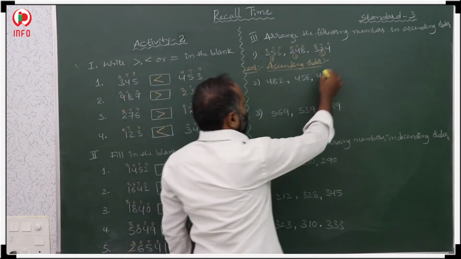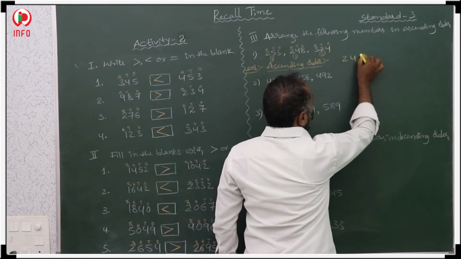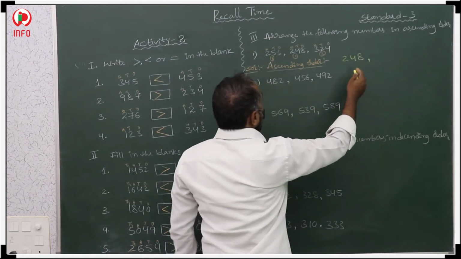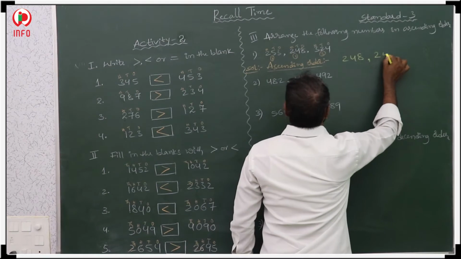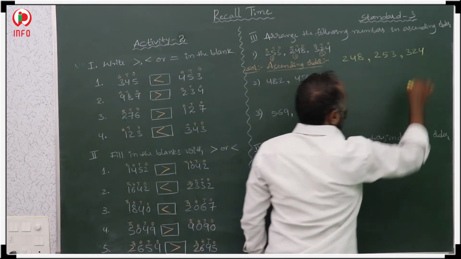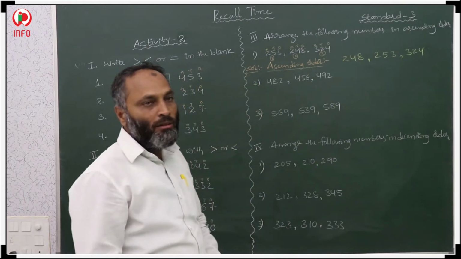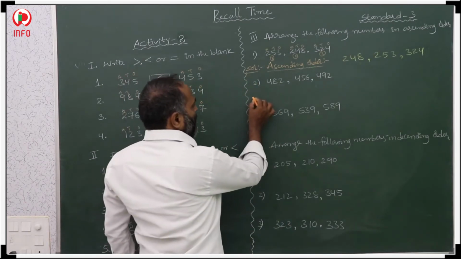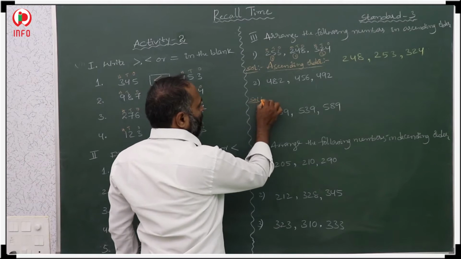Then in ascending order, first 248 will come, then a little bit bigger 253, and the biggest one, 324, among all the 3 values. Then in the second question, ascending order.